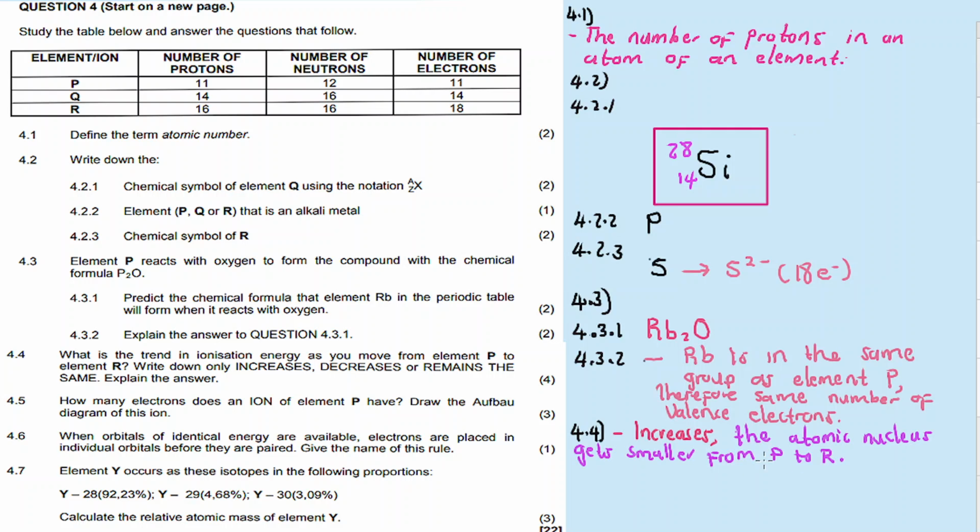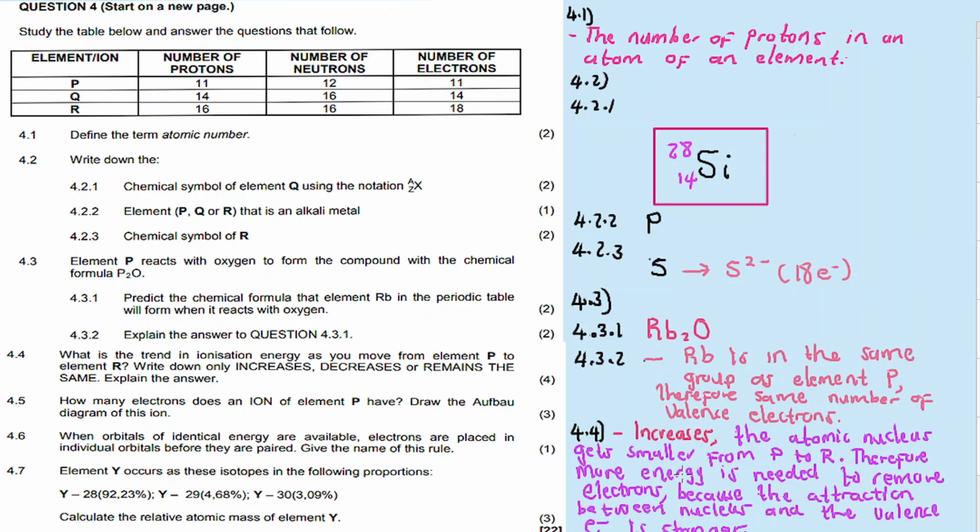So the atomic radius gets smaller from P to R as I was explaining. Therefore, more energy is needed to remove electrons because the attraction between the nucleus and the valence electrons is stronger. Therefore, that's why ionization energy increases. It's a little bit difficult to express here, but you get the idea, right?